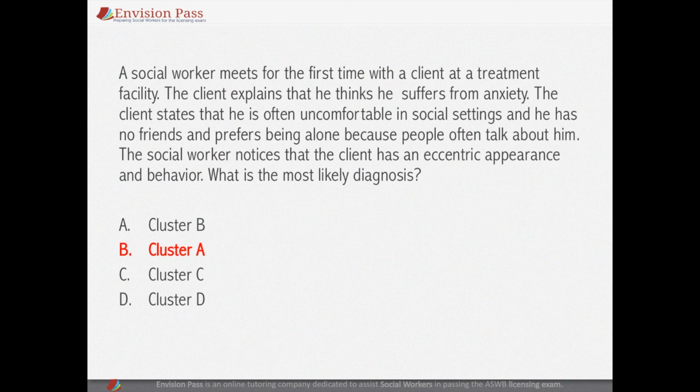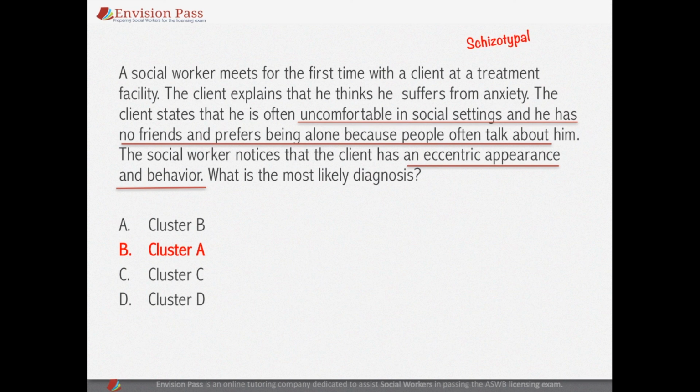Cluster A. Cluster A personality disorder is characterized as odd and eccentric. Here, the client is often uncomfortable in social settings. He has no friends and prefers being alone because people often talk about him. He also has an eccentric appearance and behavior. So, in this case, the client specifically is most likely diagnosed with schizotypal personality disorder. Typically, people with schizotypal personality disorder do not seek treatment related to their eccentric or odd behaviors. It is usually for issues related to their anxiety or depressed feelings.